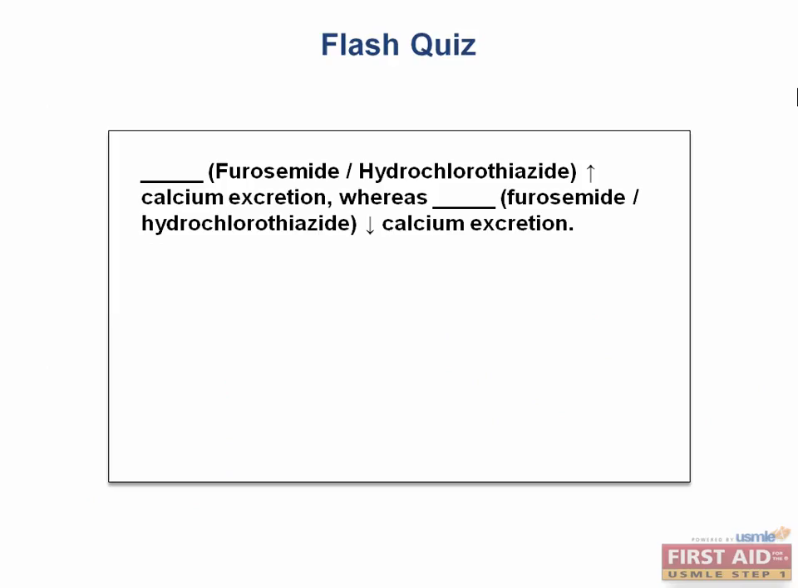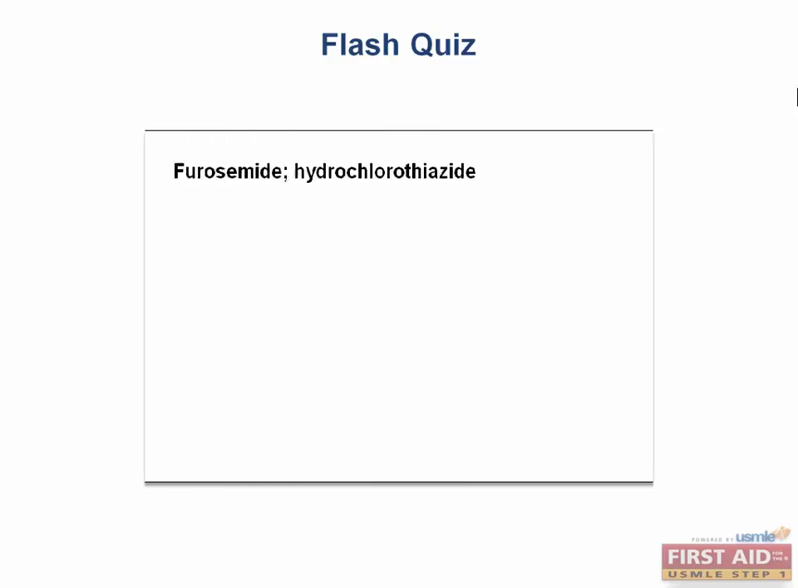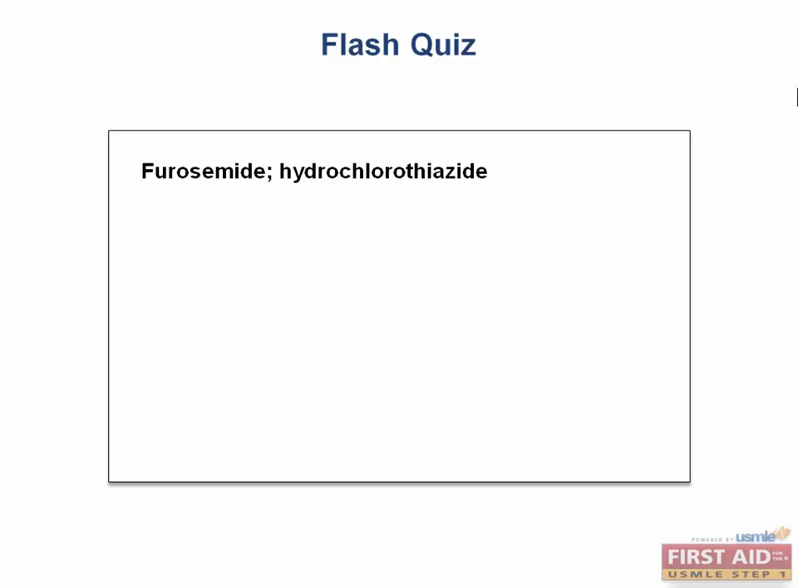Flash quiz. Blank increases calcium excretion, whereas blank decreases calcium excretion. The answer is furosemide and hydrochlorothiazide. Remember that loops lose calcium because they make the lumen potential more negative, and thiazides save calcium because they make the lumen potential more positive.